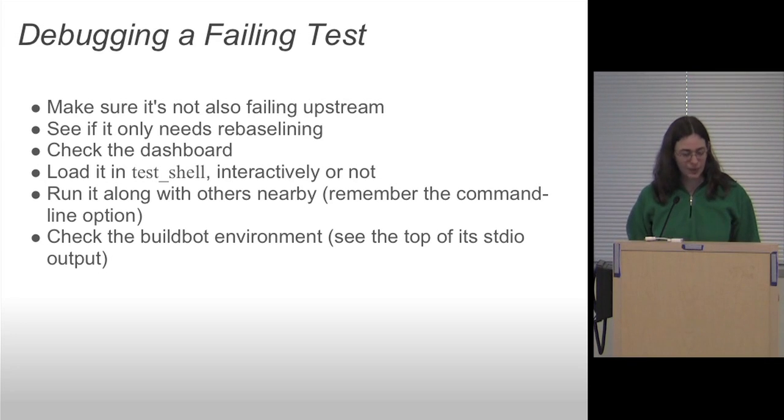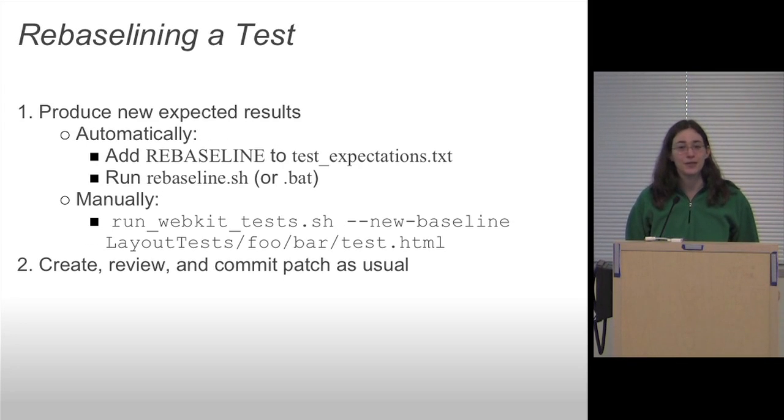So I mentioned that one of the things you might need to do when you're trying to debug a test is in fact only rebaseline it. Usually that's cause for celebration, because rebaselining a test is a whole lot easier than actually finding a problem. There are two main ways that you can go about rebaselining a test. One of them is pretty automatic.